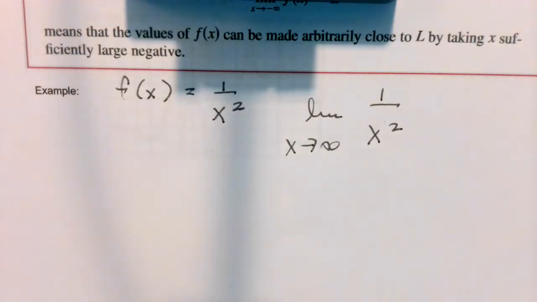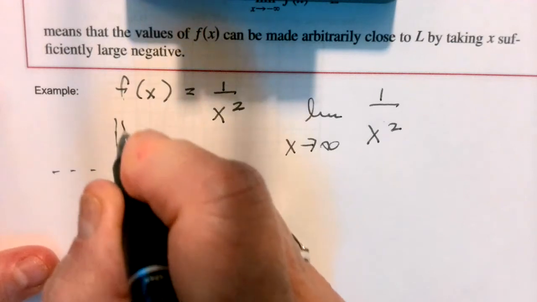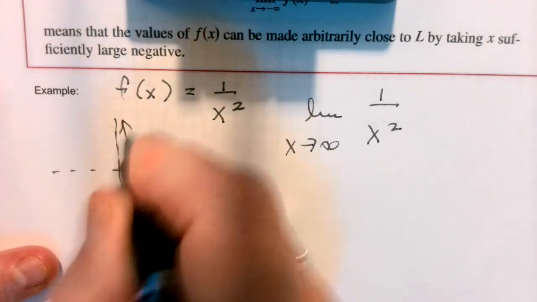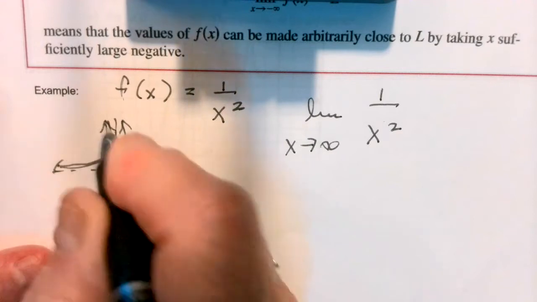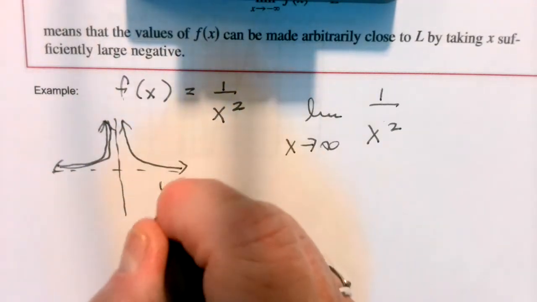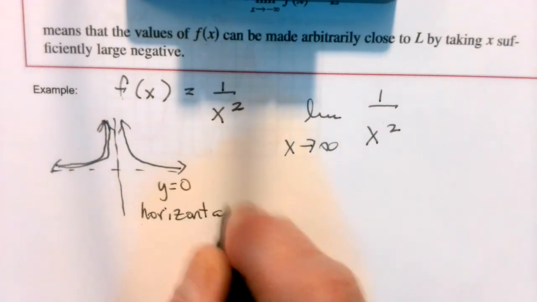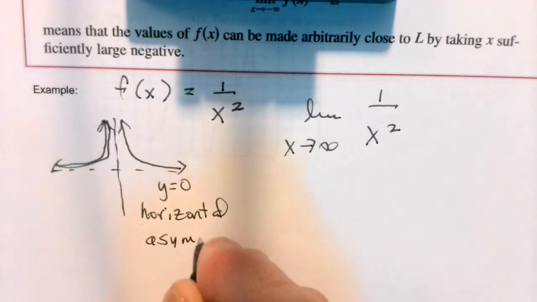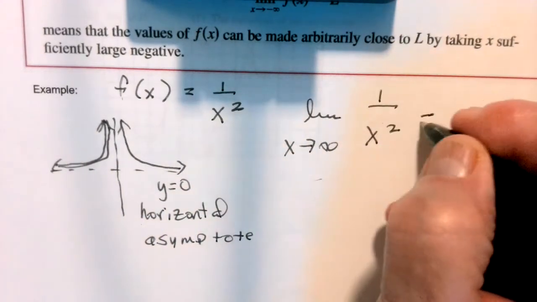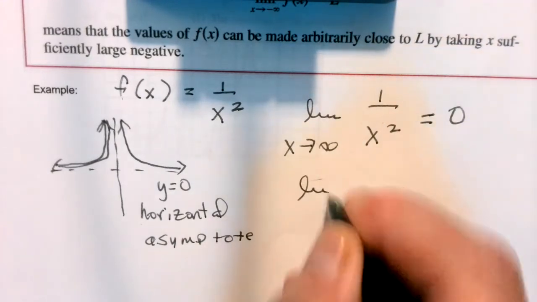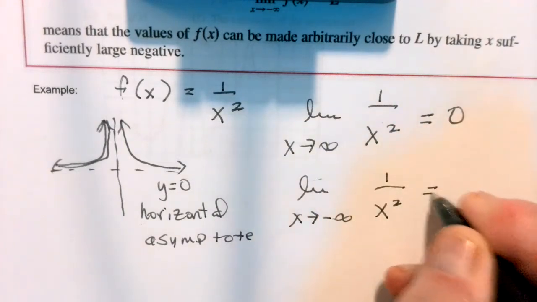so what we're talking about here, let me just sketch in the little picture. It looks kind of like this. And kind of like this. Except it should be a mirror image on each side. So y equals 0 is what we call a horizontal asymptote. Okay, so this is equal to 0. And the limit as x goes to negative infinity of 1 over x squared is also equal to 0.